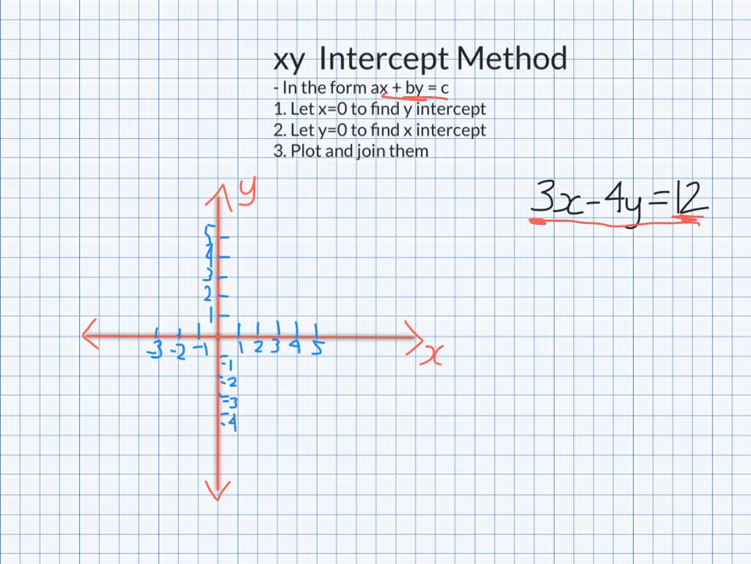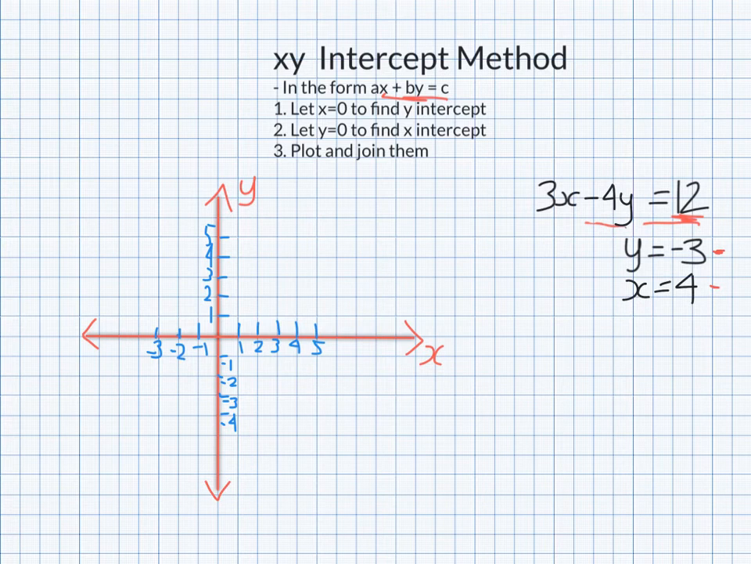So if I let x equal 0, this term here will disappear because it's just 0. So I'm left with negative 4y is equal to 12. Divide each side by negative 4. The y-intercept is minus 3. So second step, now if I want to find the x-intercept, I let y equal 0. So this whole term here is going to go away. I'm left with 3x equals 12. Divide each side by 3. x is positive 4. So the y-intercept is -3, and the x-intercept is 4. I simply plot them and join them up.